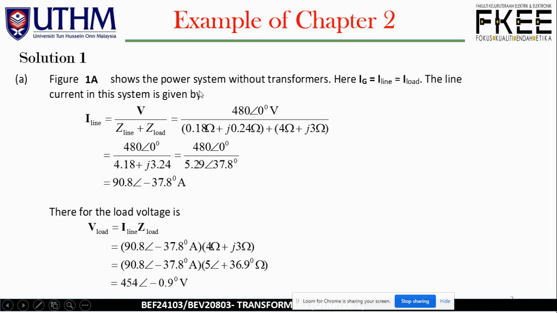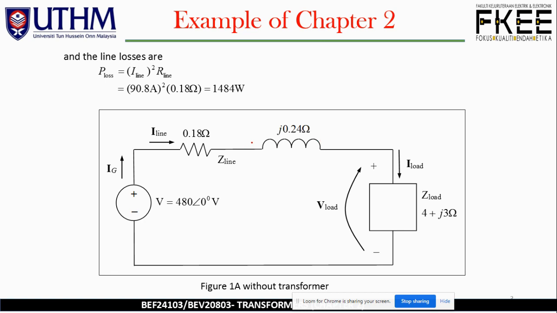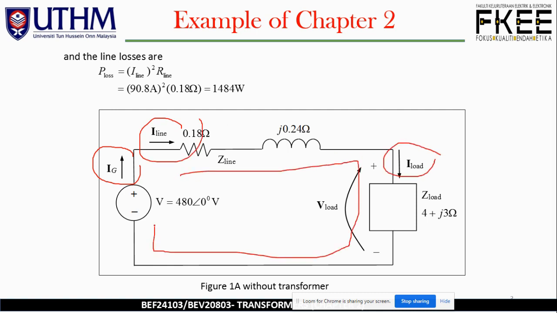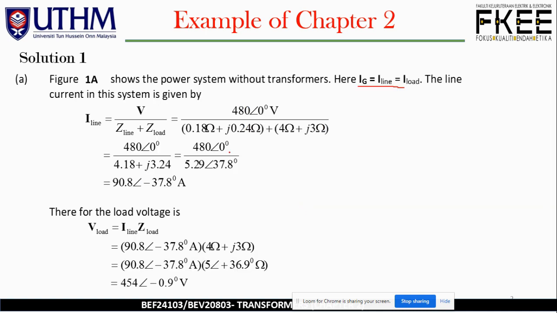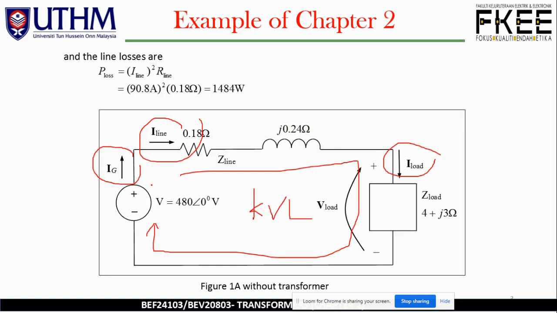So figure 1A shows the power system without transformer. Here I_G equals I line equals I load. They are all connected in series, so we simply apply Kirchhoff's voltage law. The line current in the system is given by I line equals V over Z line plus Z load. Here is V.